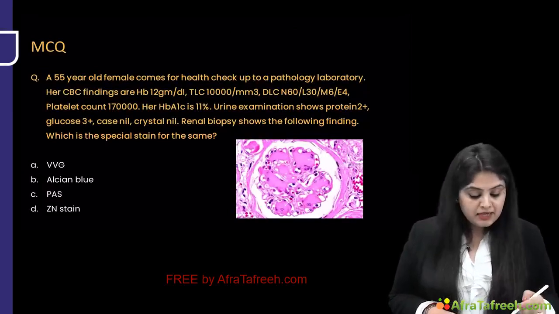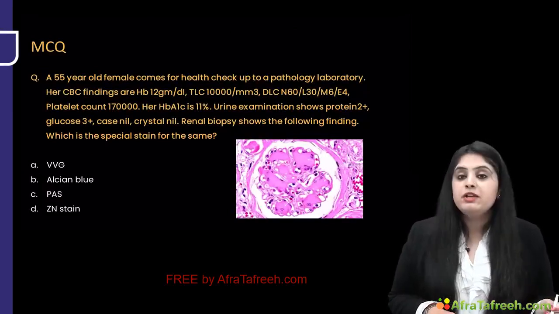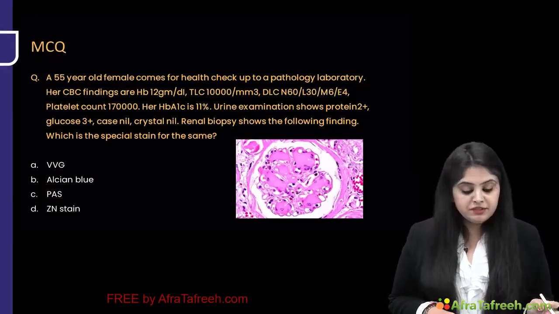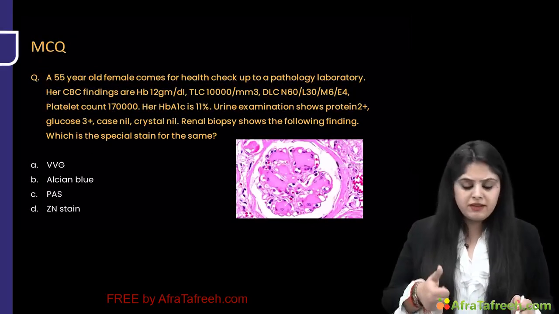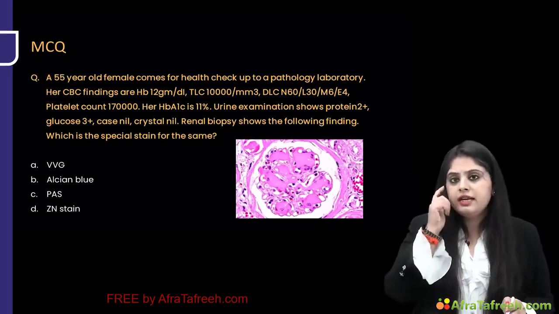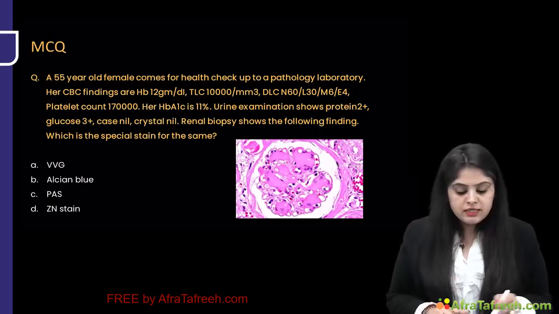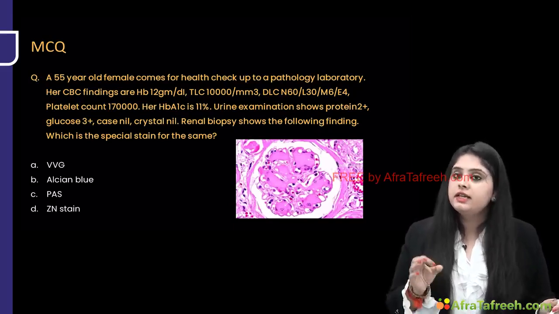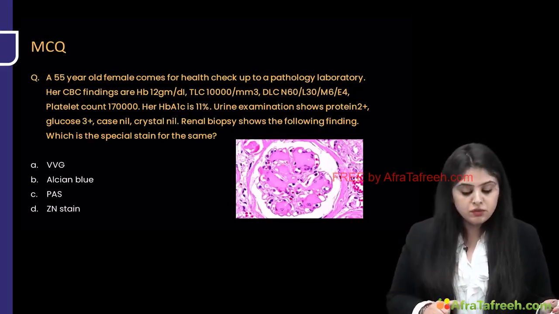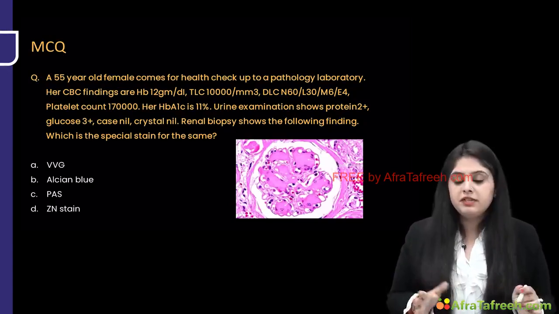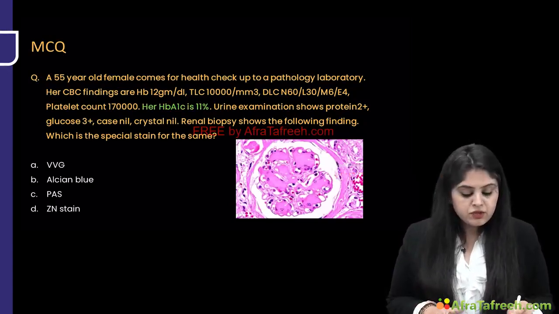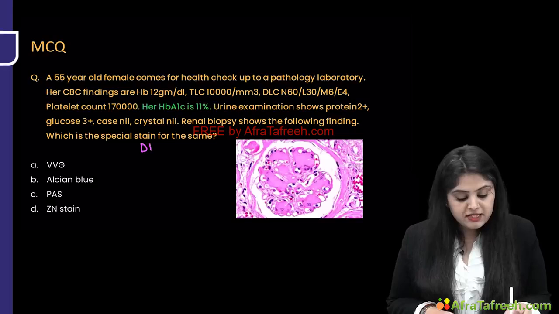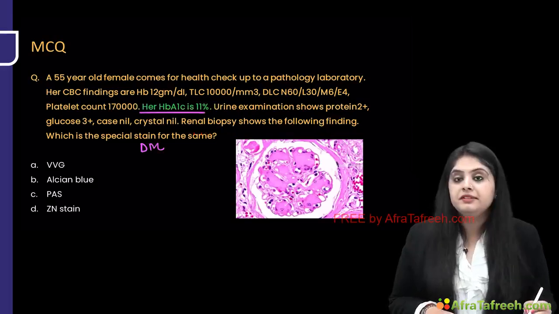Although I said it was the last question, I have one more question that I want all of you to attempt, which is from medicine actually. You have a 55-year-old female who comes to a path lab for a health checkup, and her CBC findings are: hemoglobin is good, 12 grams; TLC 10,000, anything up till 11,000 is good; DLC also seems to be fine; platelet count 1,70,000, anything above 1,50,000 is good. So up till now she seems healthy. But then comes her HbA1c level, which is 11%. Of course, she is having diabetes, and that too uncontrolled diabetes.